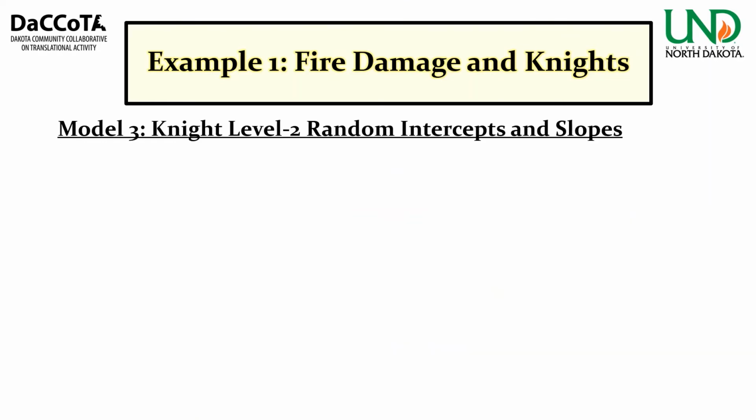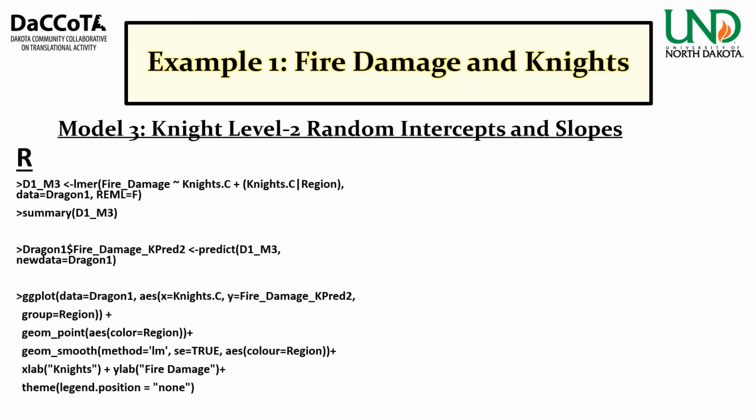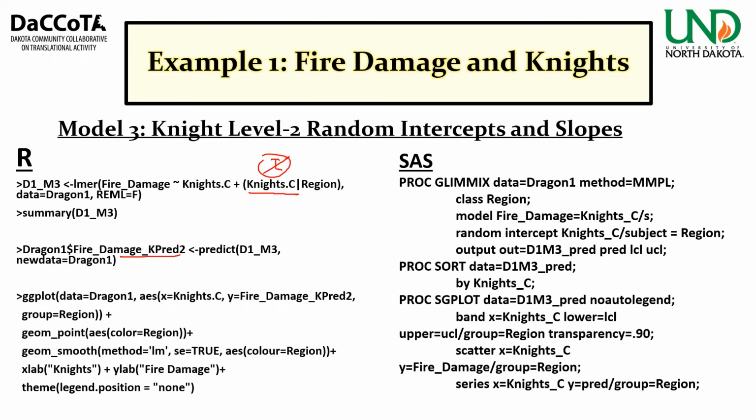Okay, boosting up to random slopes and intercepts. Notice the change in coding of the random effects. So this is the same, but now we have our knights instead of just a 1 here. So it's not a 1 anymore. Knights to get the random slopes to intercept. Make another predicted value, ggplot. In GLIMMIX, it's a little more complicated. We have this class. So now in the random, we have to have intercept, then knights, and then a /subject equals region. And then a plot here.